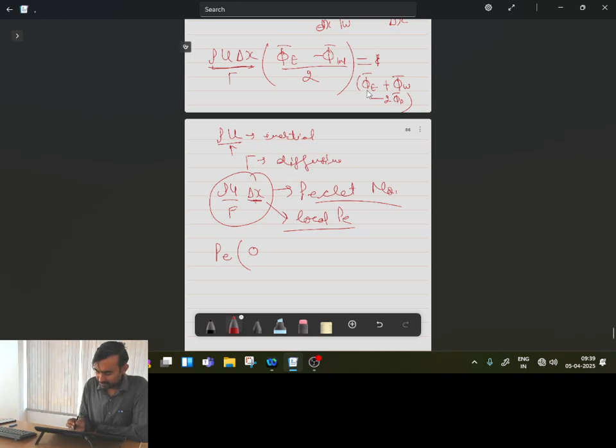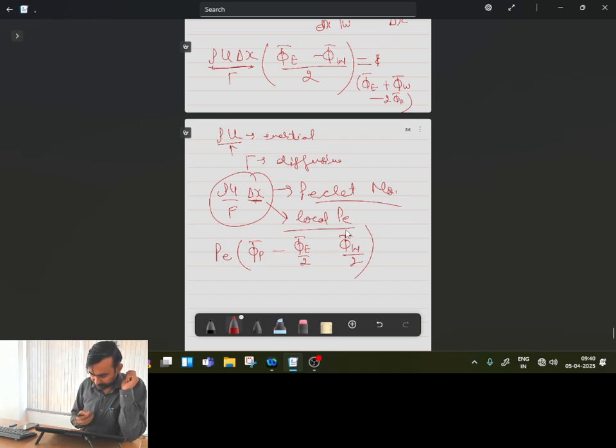phi e, and this phi e if I take to left hand side. So first thing is I will be getting phi bar p. All are clear with this point? First I will be getting phi bar p, and then what else? Minus of phi bar e by 2 and plus phi bar w by 2. Is it correct? Sorry, minus 3 phi bar w by 2. What I am getting?